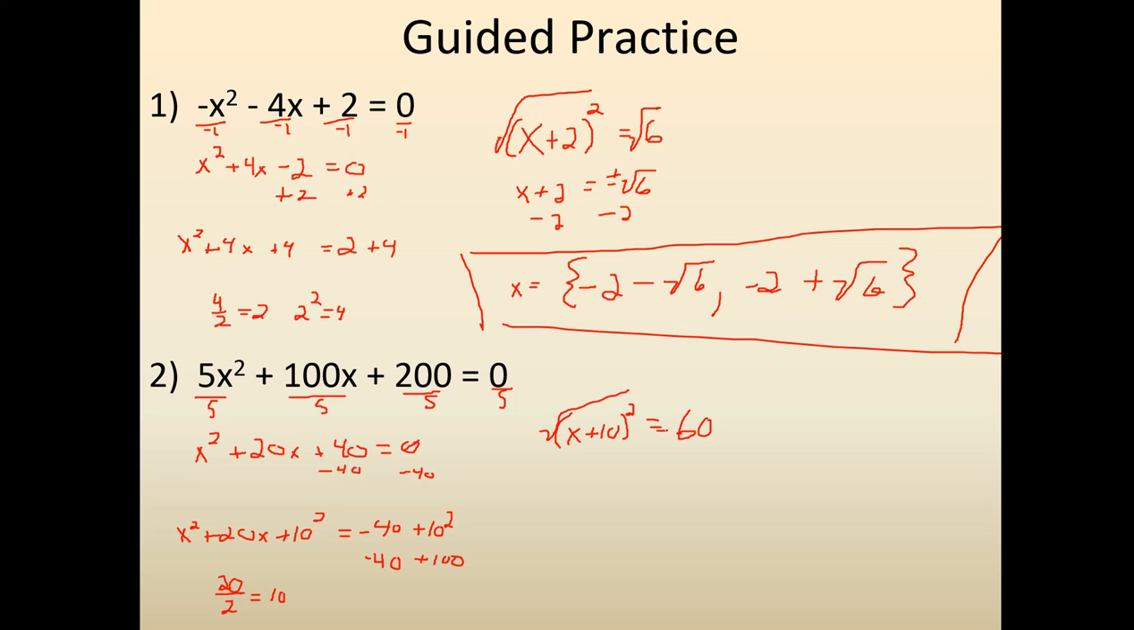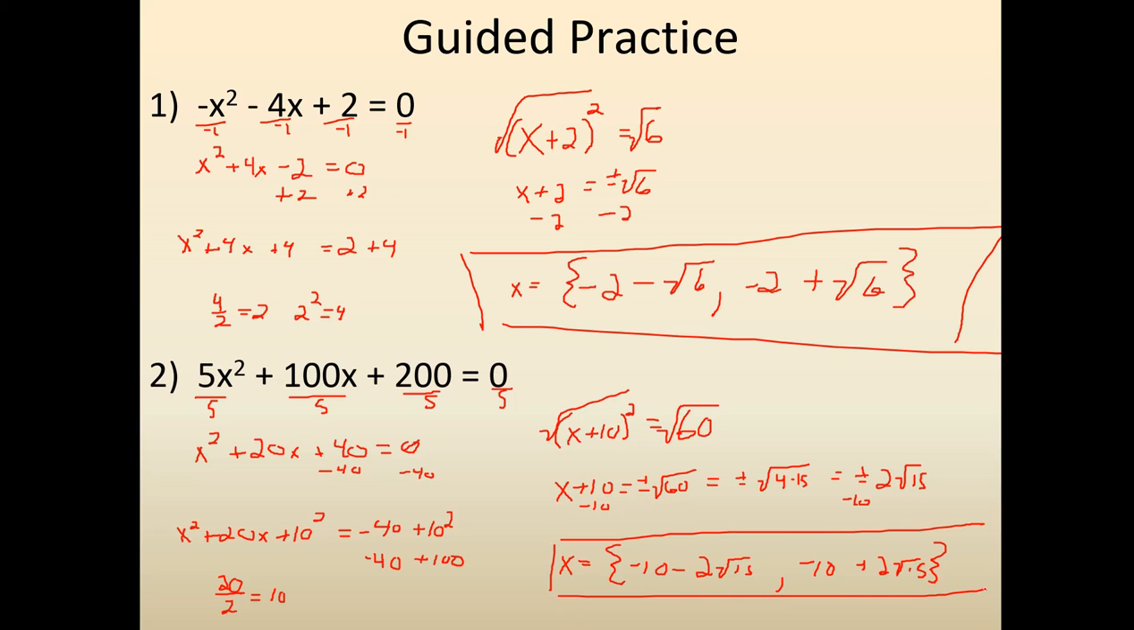So once again, take the square root of both sides. I have x plus 10 equals plus or minus rad 60. When I go through to try to figure out the simplified radical, I can rewrite it as 4 times 15, which simplifies as 2 rad 15. I'm going to subtract the 10 over to both sides, and my solution set will now become negative 10 minus 2 rad 15 and negative 10 plus 2 rad 15. And there we go.